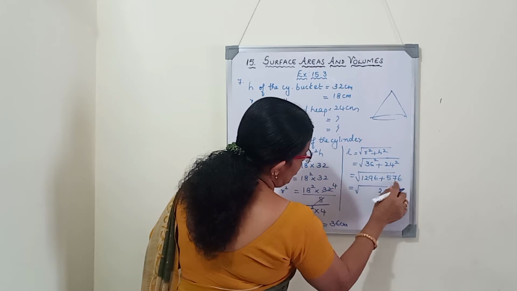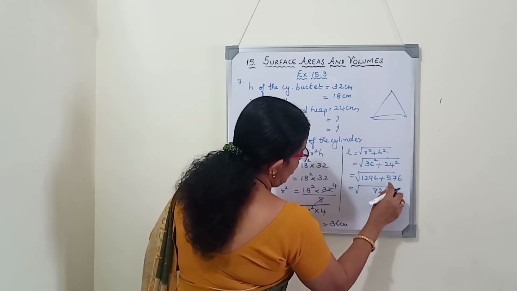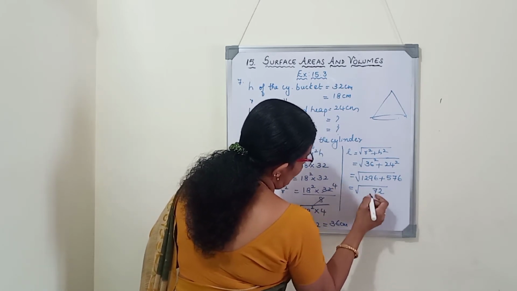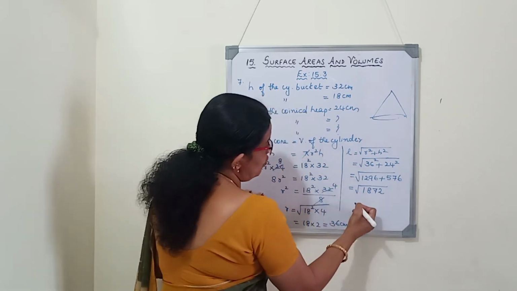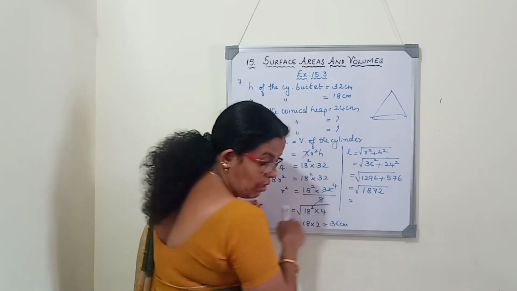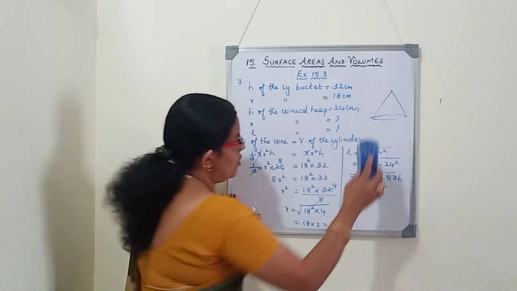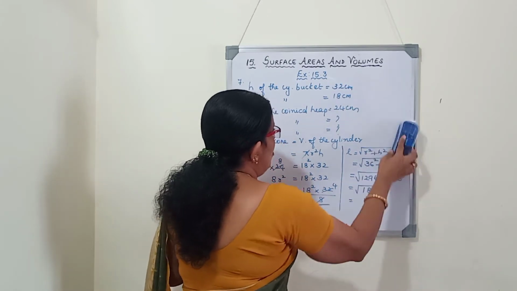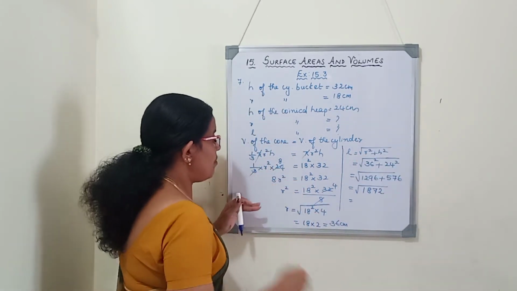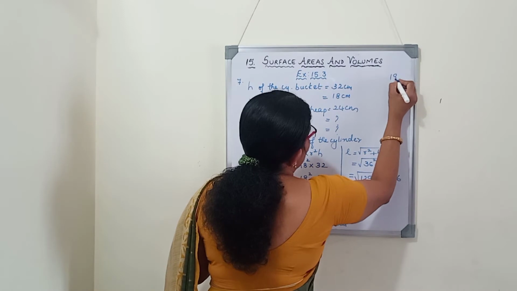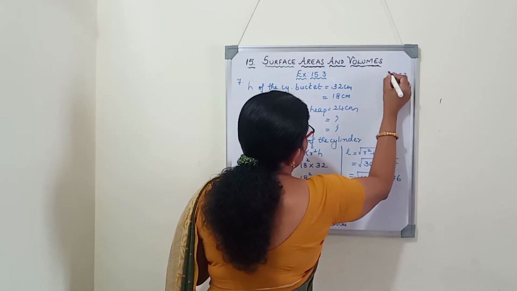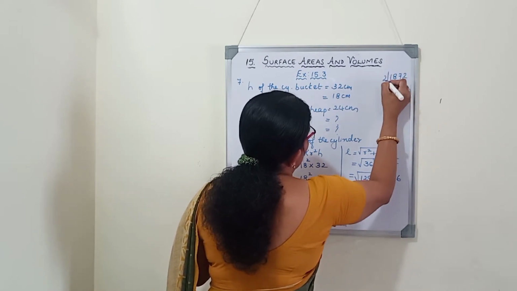So when we add, we will get 6 plus 6, 12. Remainder 1. 10 plus 7, 17. Remainder 1. 5 plus 2, 7 plus 1, 8. 1872 we will get. So we will find the square root of 1872. It's not a perfect square.